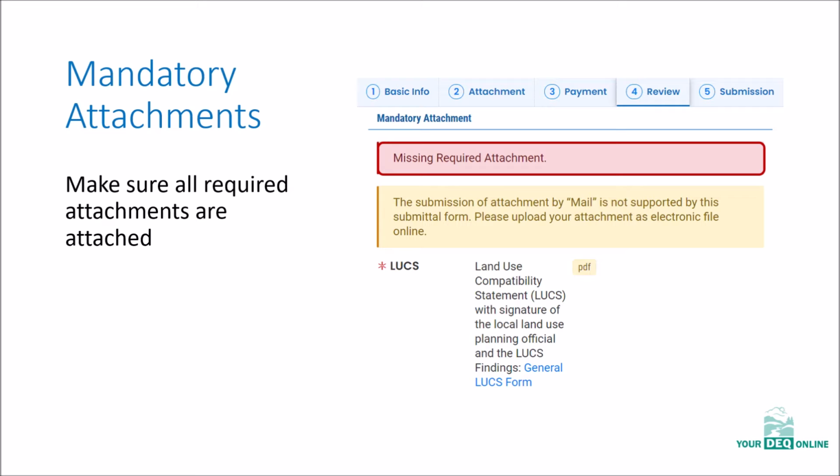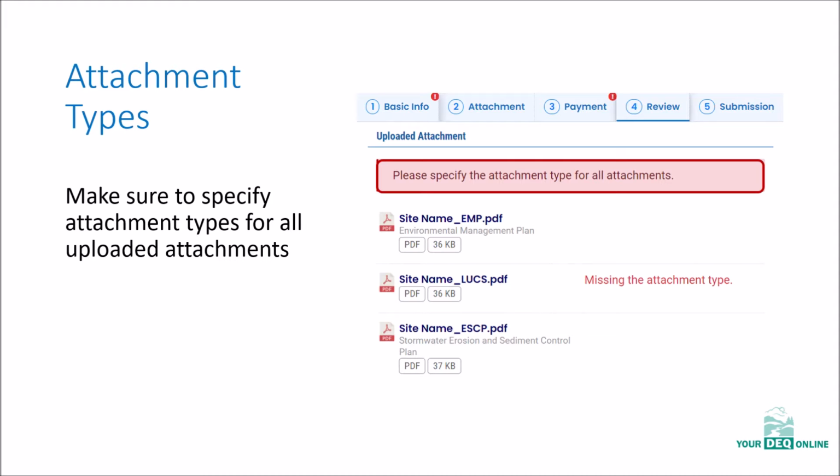When reviewing attachments, make sure all mandatory attachments are attached, and make sure you've assigned attachment types for all files. In this example, you can see that the attachment type for the land use compatibility statement hasn't been assigned, which is why the attachment type is showing up as missing, and also why on the previous slide the land use compatibility statement was showing up as a missing required document.